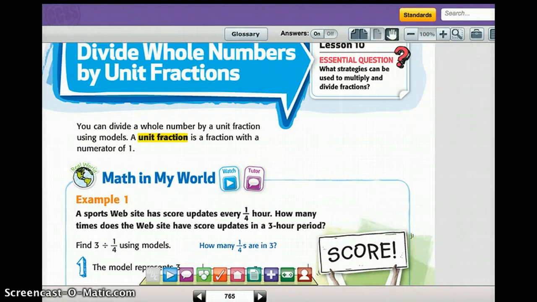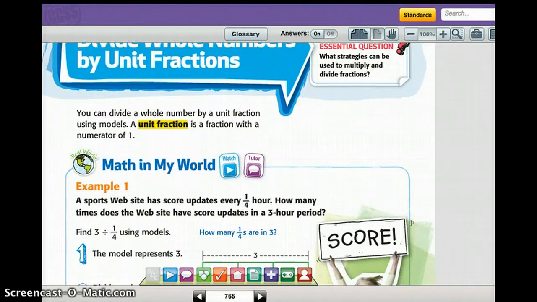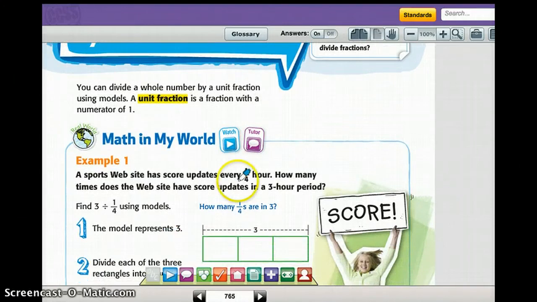All right, let's look at this in our book. And so remember, we're dividing whole numbers by unit fractions. And remember, a unit fraction is a fraction with a numerator of 1. So that's one of our vocab words. So a numerator of 1 is a unit fraction. In this case, it says a sports website has score updates every 1/4 hour. How many times does the website have score updates in a 3-hour period? So the problem is 3 divided by 1/4.